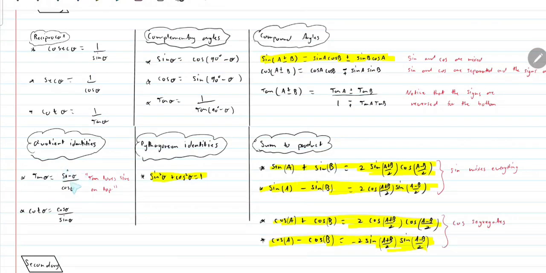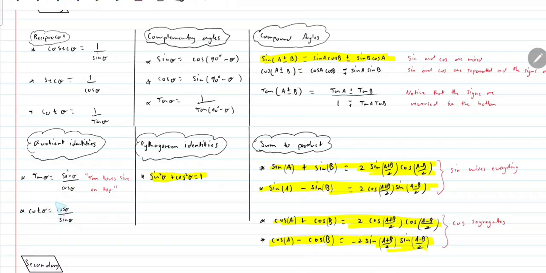All right, now for the quotient identities. These are very easy for you to mix up. Some people might say tan theta is equal to cos theta over sine theta. Don't do that. Remember that tan loves sine on top. I know it kind of sounds freaky, but it's a very nice way for you to remember that the sine goes on top when you're talking about tan.